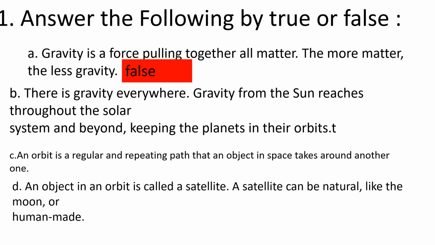The gravity from the sun reaches through the solar system and beyond, keeping the planets in their orbits. The gravity of the sun, we know that it keeps the planets in their orbits, so this statement is true.